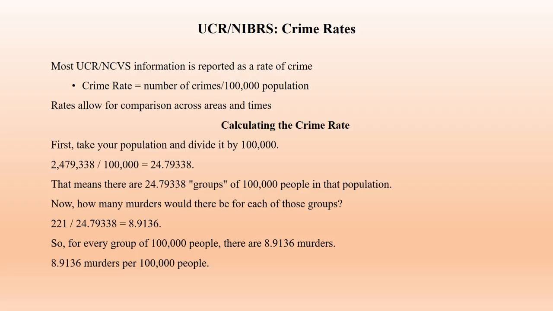In this case, it's murders, 221 divided by 24.79338. And the answer is 8.9136. Now, you don't have to carry all those decimal places. If you just carry 8.91, that would be good enough. So, what does the 8.91 mean? For every group of 100,000 people, there are 8.9 murders. So, there's 8.9 murders per 100,000 people in this city, which is very high. So this is how you calculate the crime rate. And on exams, you're going to have to be able to explain what each one of these steps are.